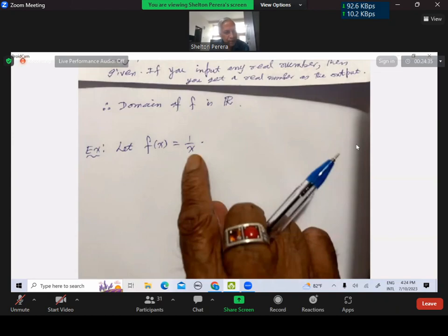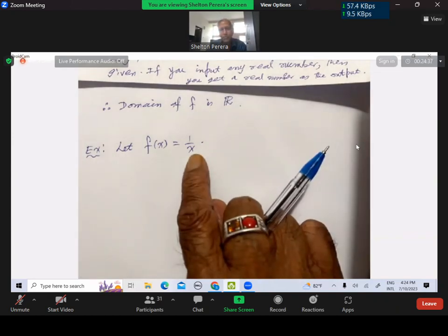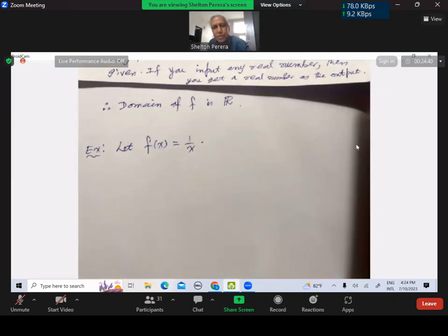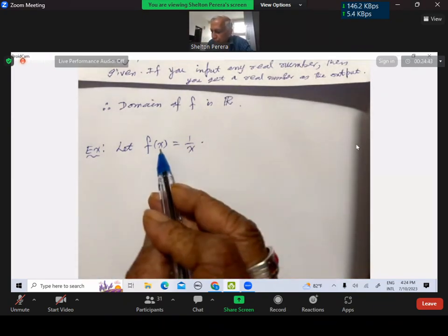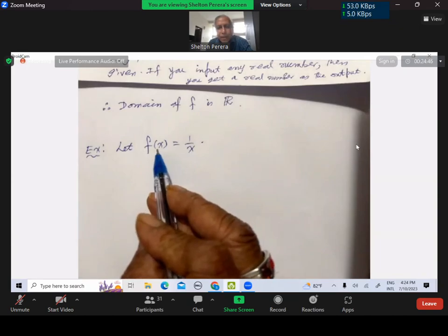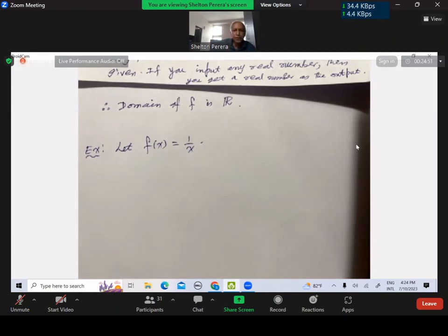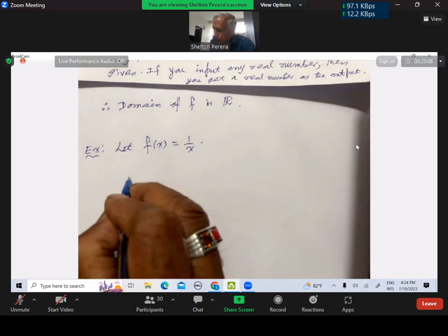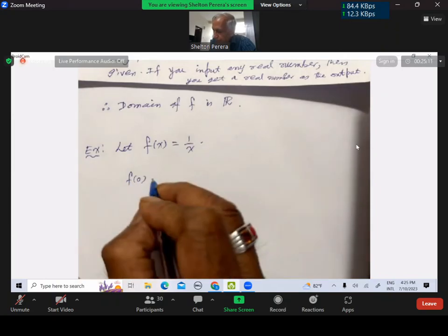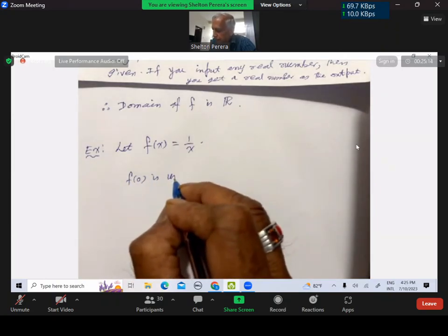Except one real number, all the other real numbers are okay as inputs. This rule does not make any sense if you input x equals 0. What is f of 0? f of 0 is 1 over 0. It is not defined. The rule doesn't make sense. When you input 0, you cannot get a real number as an output. So the rule doesn't make sense for x equals 0. So f of 0 is undefined.